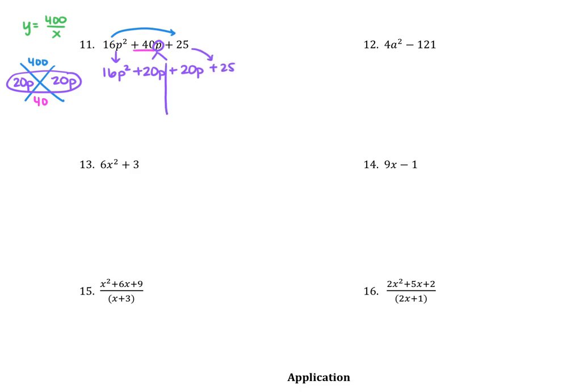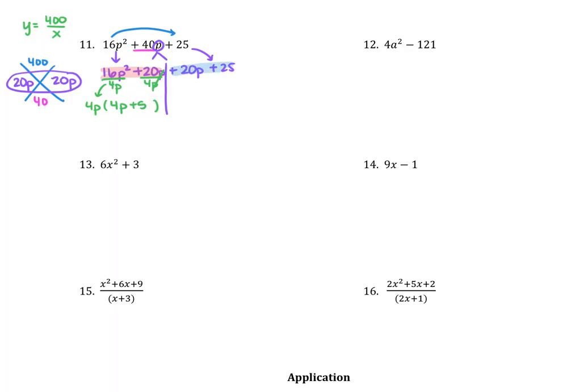Split into two binomials. First binomial, they both have a 4 in common, and they both have a p in common. So I'm going to pull out the GCF of 4p. 16 divided by 4 gives me 4, and if I pull a p out, I'm left with a single p. 20 divided by 4 gives me 5, and if I pull a p out, there's no p left.